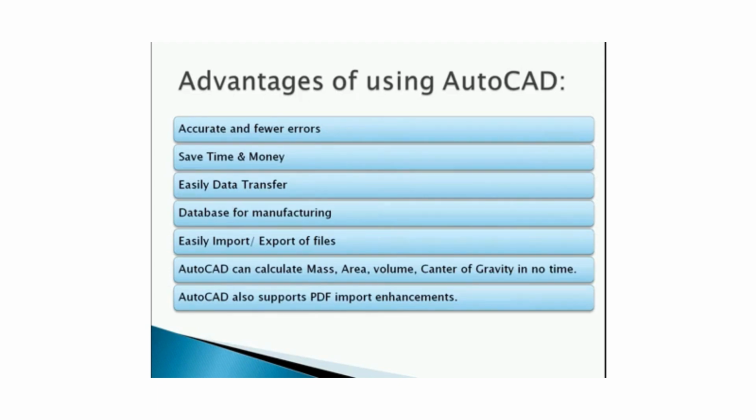Saving time is equal to earning more money by more output, and it is an efficient program that increases the work progress of the designer and helps in saving time and money and reducing errors. After implementing AutoCAD, the designer or draftsman saves more and more time and money. So this was the second advantage.